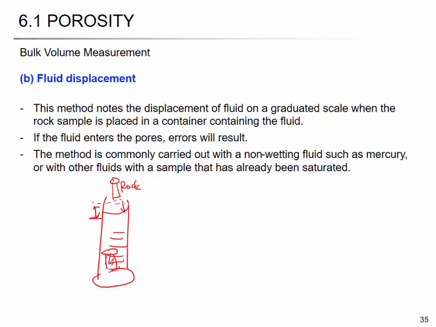Before, people used mercury because mercury doesn't penetrate the pores. But they don't use it anymore, because once you use it for the bulk volume, you cannot use this core anymore. It's difficult to clean out all the mercury. People use water with the saturated core.